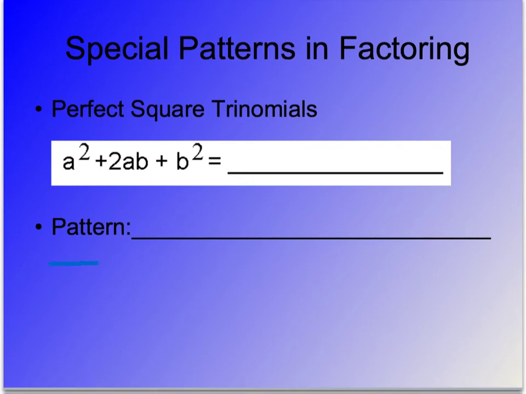Okay, next we're going to take a look at some special patterns when we're factoring, because this can save you some time if you recognize them. And the first one is perfect square trinomials. If I have a trinomial of this form where the first term and the last term are perfect squares, then the factored form is always going to be a plus b to the second. Okay, so the pattern is the first and last terms are perfect squares.